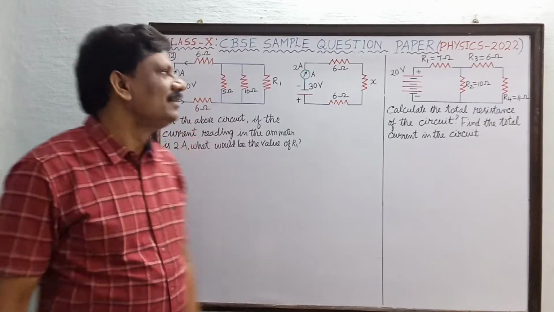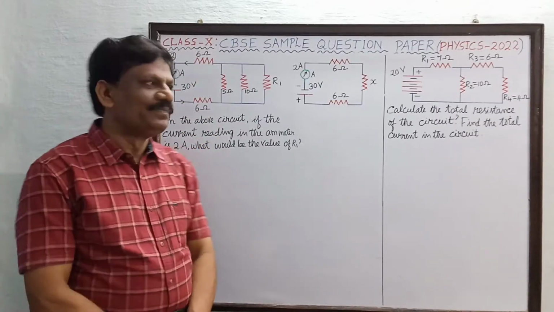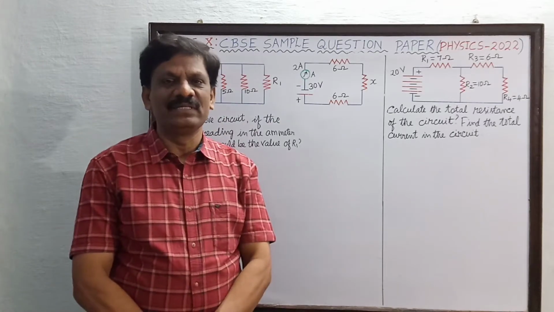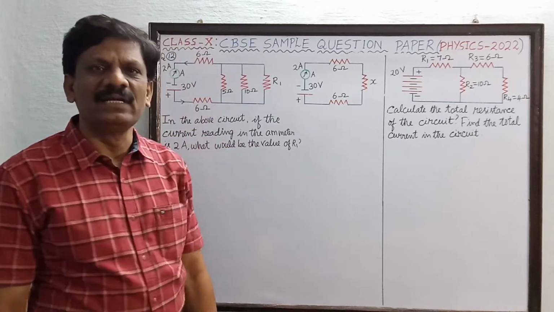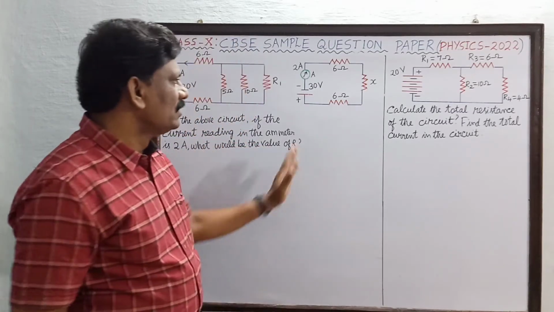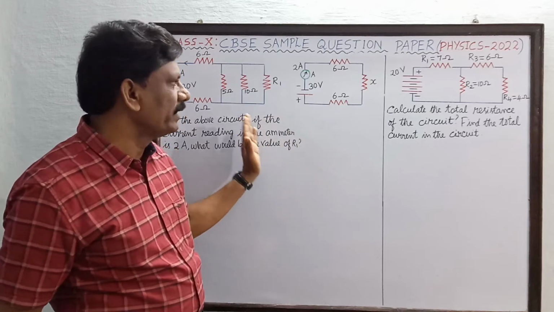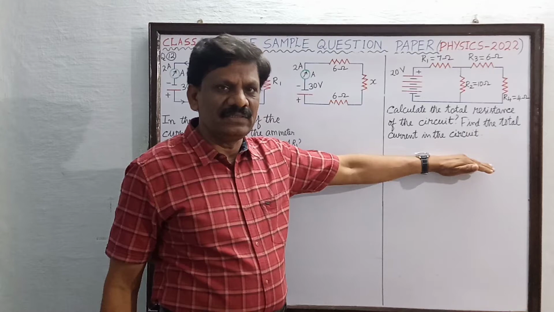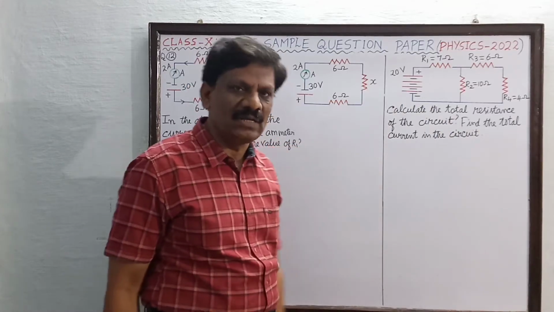Hi students, now we are going to solve question number 12 in the CBSE sample question paper. This question has a choice, either-or questions are given. The left side is one circuit type. If you don't know it, you can attempt this question. Any one of these two we are going to solve.